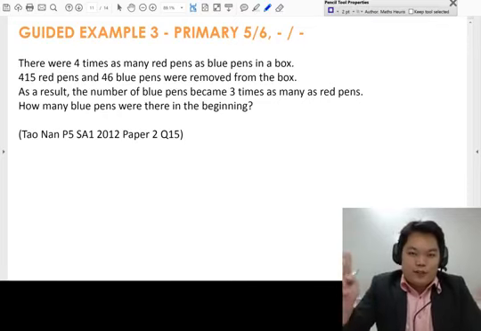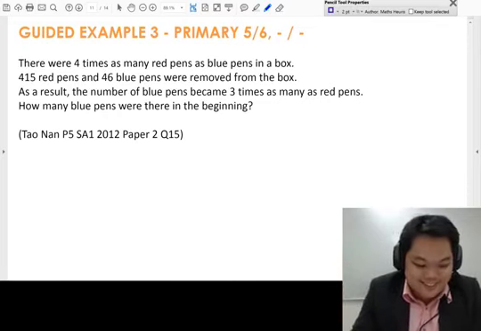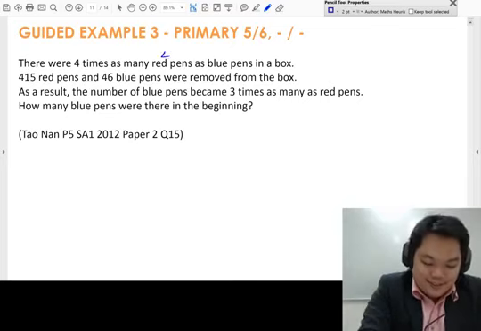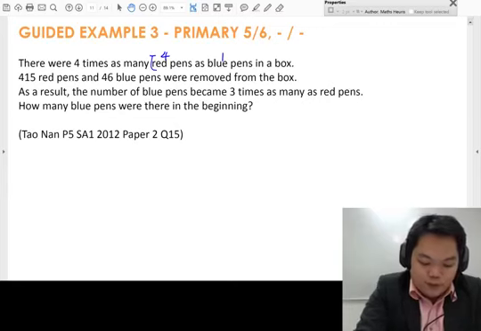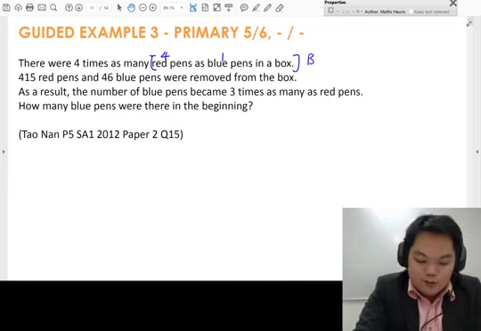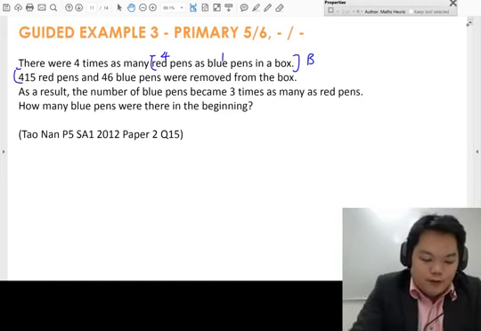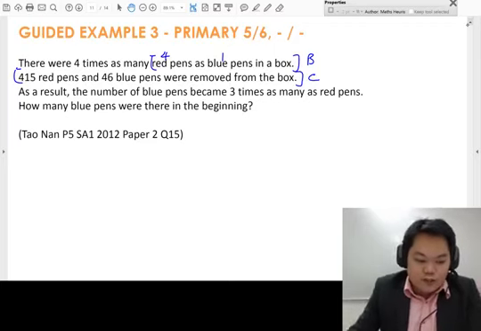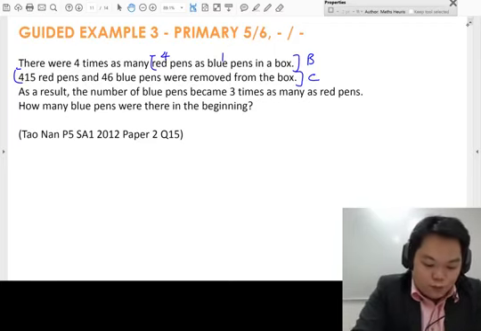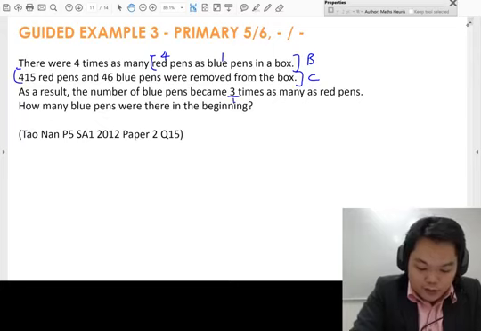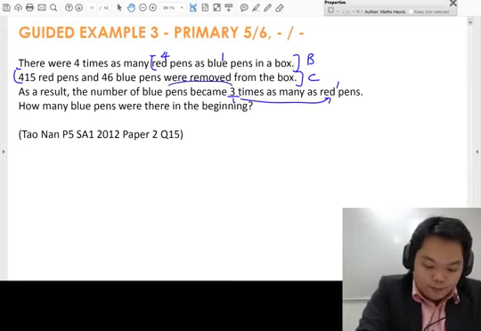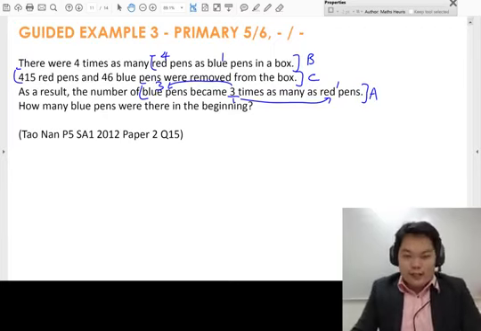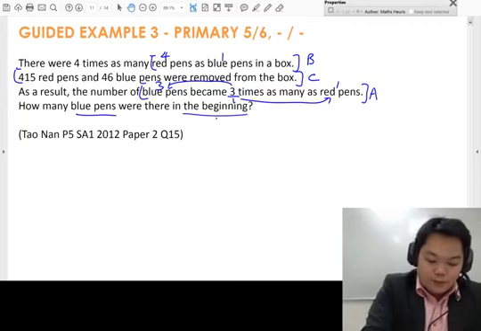Those two were just the warm-up for the last two questions. Okay, there are 4 times as many red pens as blue pens in a box. Allocate the units first. 4 goes to red, 1 goes to blue. This is before. 415 pens and 46 blue pens were removed from the box. This is the change. And as a result, the number of blue pens became 3 times as many as the number of red pens. This is the after result. How many blue pens were there in the beginning?